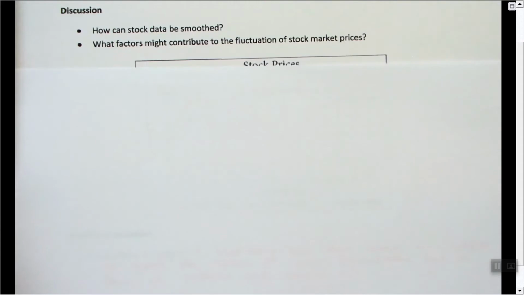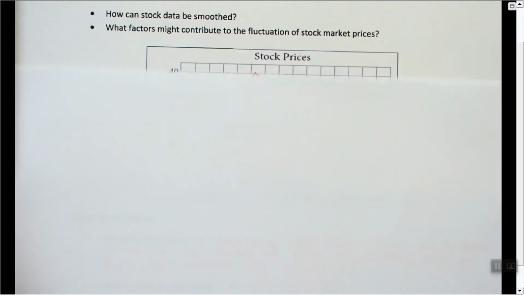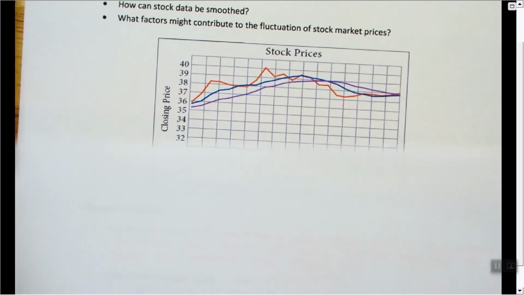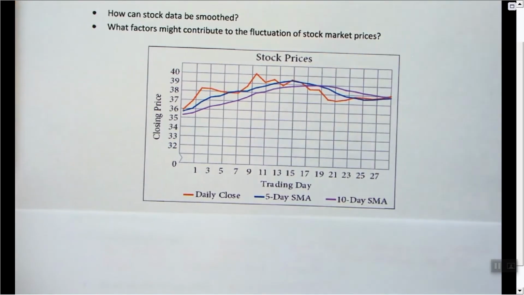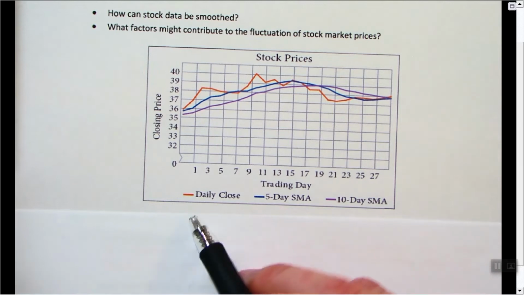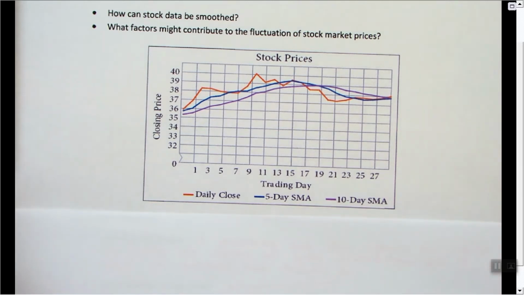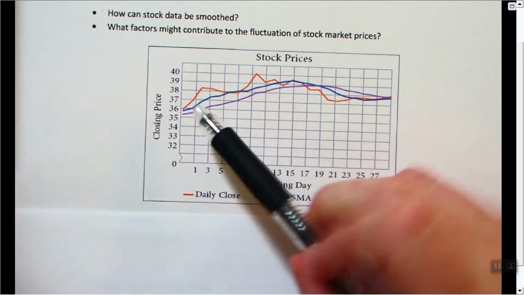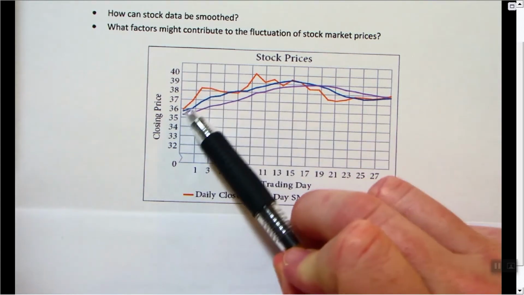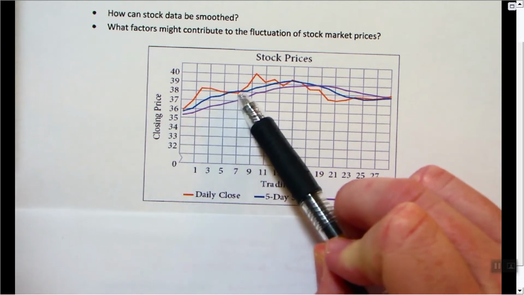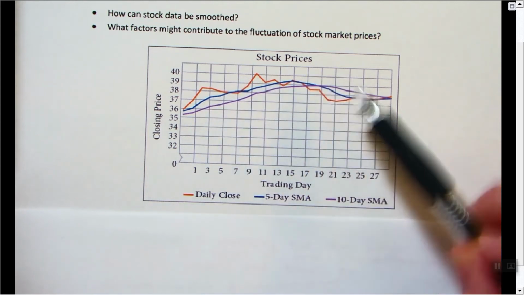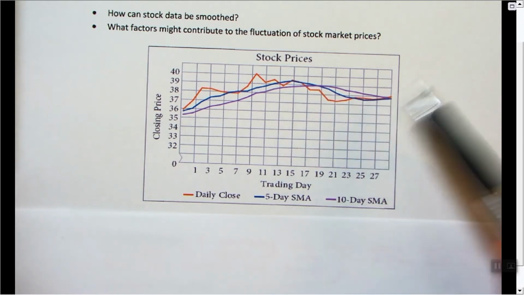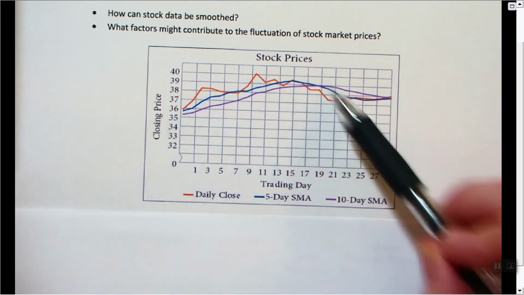So here is an example of stock prices. Let's look at this a little bit. What you have here in this orange color is the daily close price for whatever stock this is. This orange price bends a lot, goes up and down and up and down, and then kind of stays the same, and then down and then up, and it is very up and down, right?